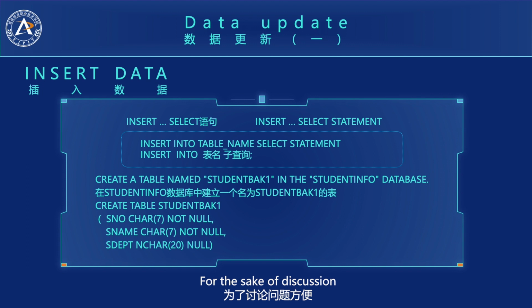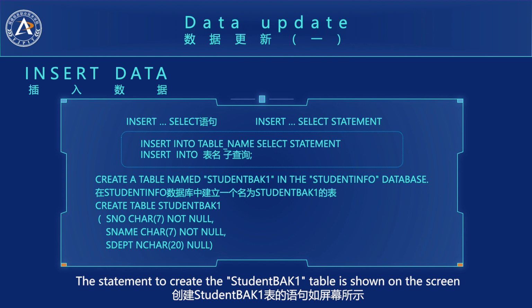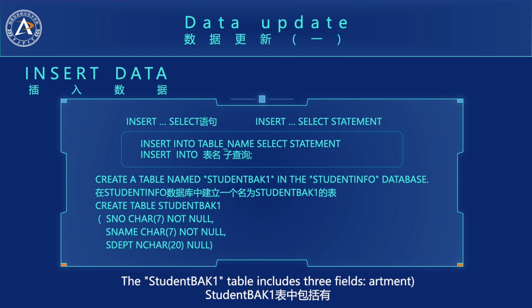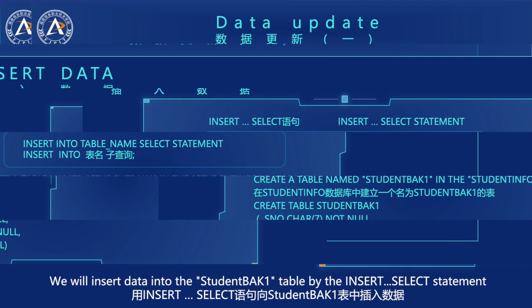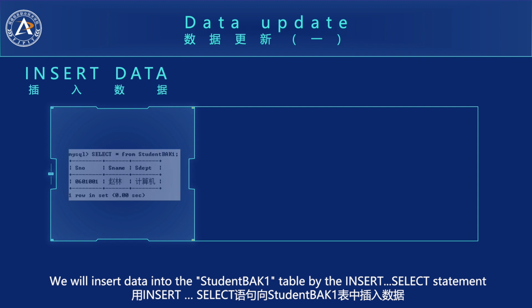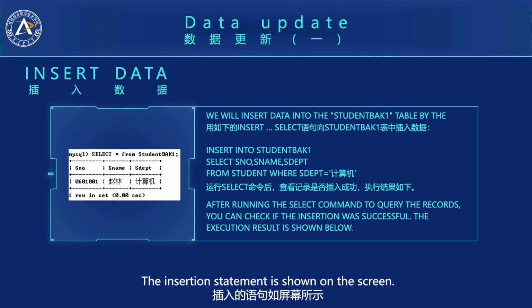For the sake of discussion, let's first create a table named StudentBK1 in the StudentInfo database. The statement to create the StudentBK1 table is shown on the screen. The StudentBK1 table includes 3 fields: sno, student number, sname, name, and sdept, department. We will insert data into the StudentBK1 table by the insert select statement. The insertion statement is shown on the screen.